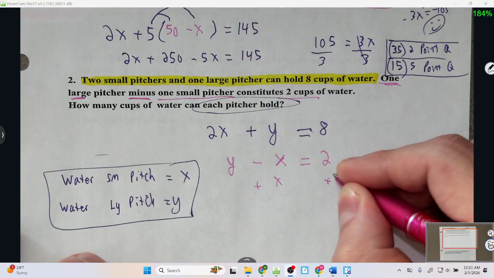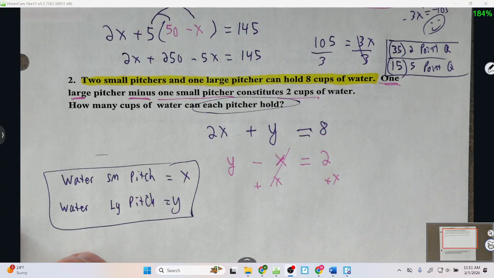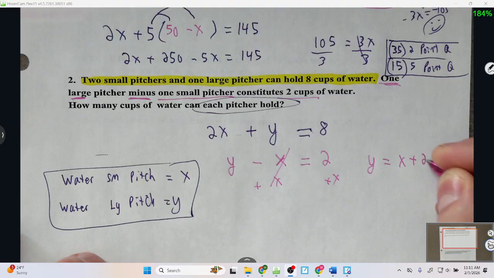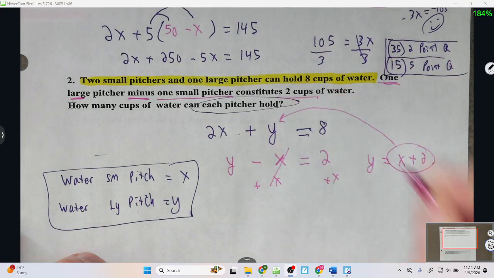So I'll add x. We don't have to solve for y, but students love solving for y because they're used to it from the previous unit. And then we're going to take that and put it right there.